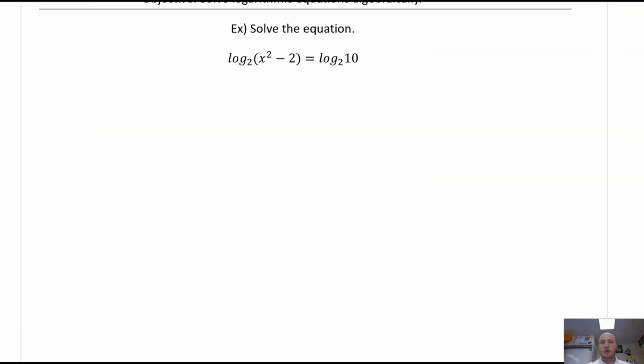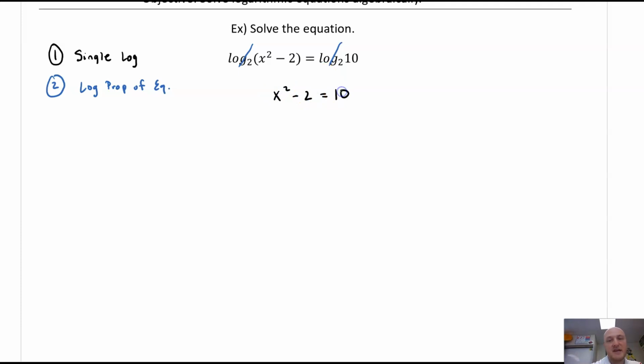Here's a second example. We have log base 2 of x squared minus 2 is equal to log base 2 of 10. So I want to solve this. Note step 1, having a single logarithm on each side, is already done. I have log base 2 of x squared minus 2 equals log base 2 of 10. So I can go straight to step 2, which is the logarithmic property of equality, which just says, hey, I can cancel these. So we get x squared minus 2 is equal to 10.